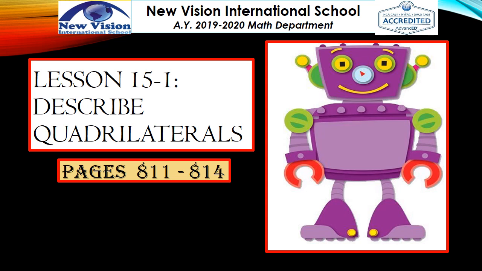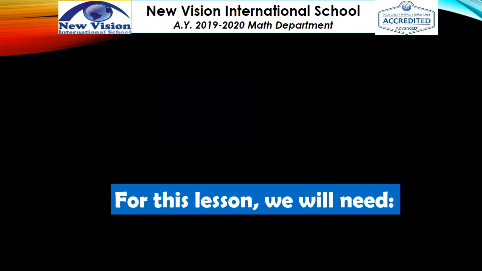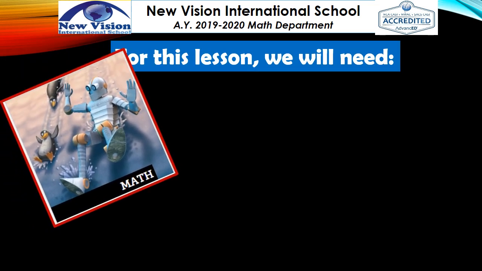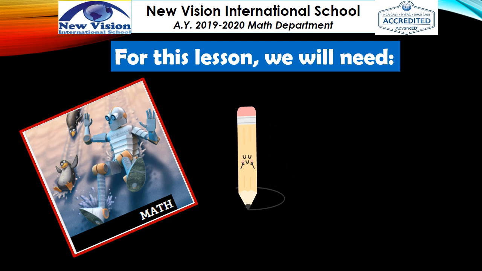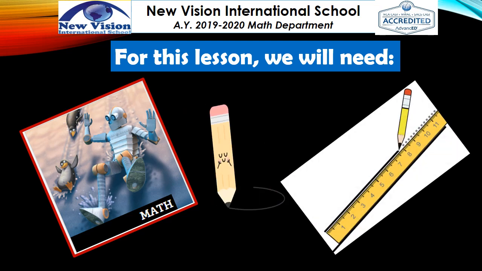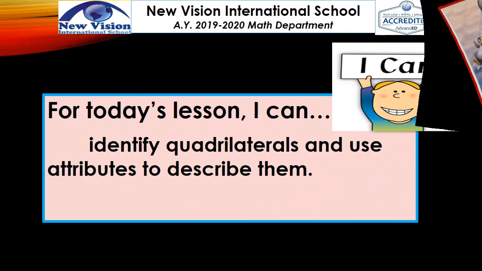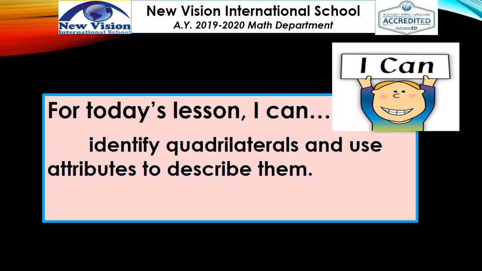Okay, we will still have topic 15, lesson 1, and that's describe quadrilaterals, still on pages 811 to 840. For this lesson, we will need again your math book, a pencil, and a ruler. For today's objective, you say: I can identify quadrilaterals and use attributes to describe them.